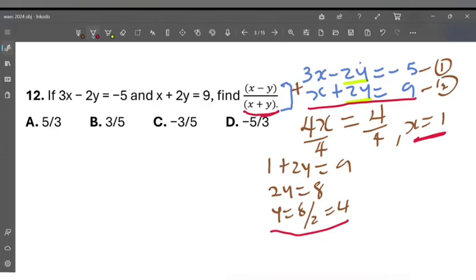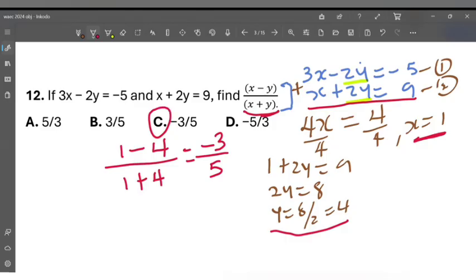So let's proceed. x minus y over x plus y. What is x? x is 1. So that is 1 minus y, which is 4, all over x plus y, 1 plus 4. All right. 1 minus 4 is minus 3 over 1 plus 4 is 5. So the answer is minus 3 over 5.